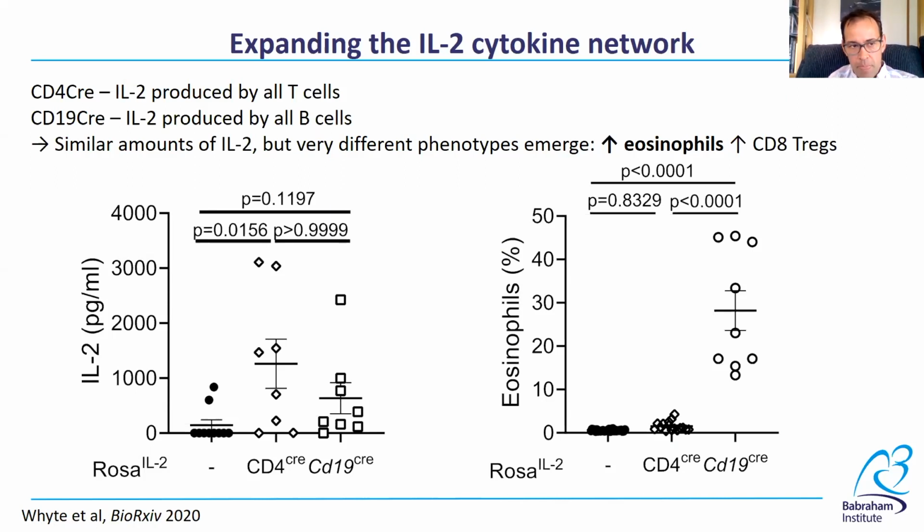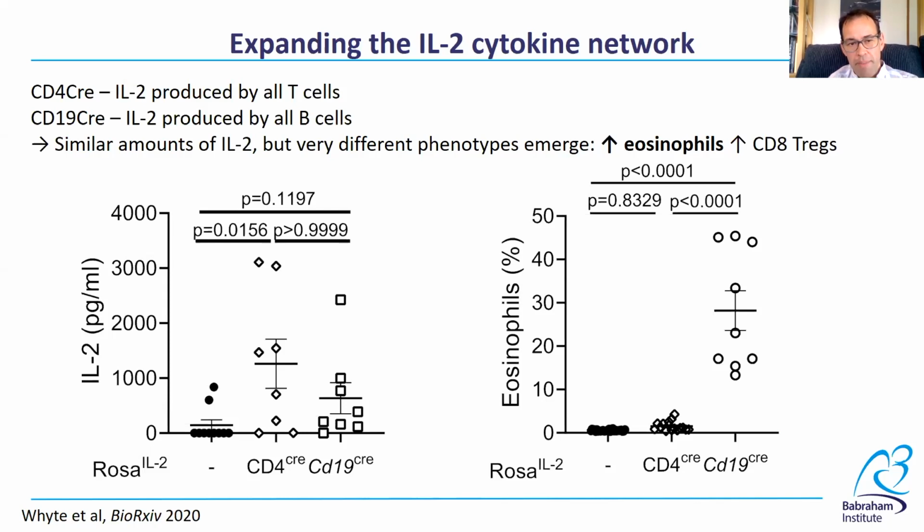Now, what we've done here is we've compared CD4 Cre to CD19 Cre. So either IL-2 being produced by all T cells or IL-2 being produced by all B cells. Now, if we look at the left-hand panel, we can see that the total production of IL-2 is very similar, whether it's produced by all T cells or all B cells, because you've got very similar numbers of T cells and B cells in the system, and then the Rosa promoter has an equal strength in either cell type.